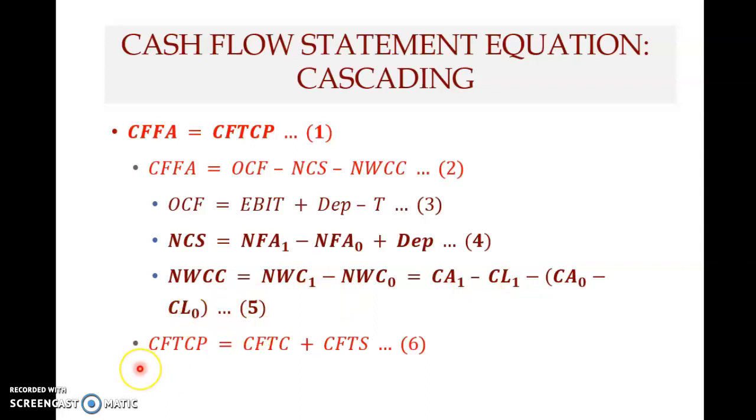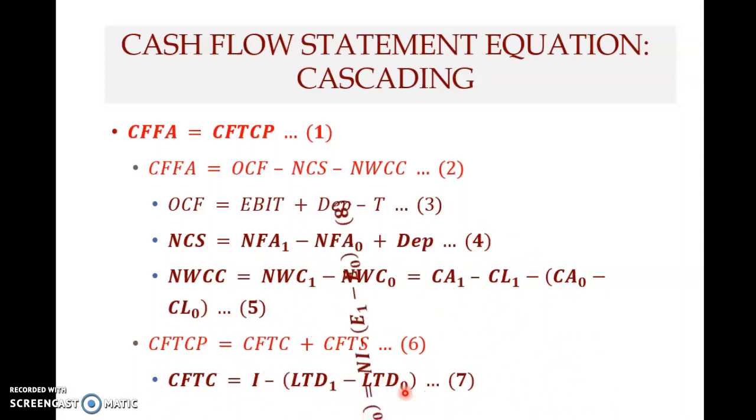Right. And here also we introduce a different equation. CFTC, or cash flow to creditors, is equal to I, or interest, minus change in long-term debt. We replace this change in long-term debt with long-term debt year 1 minus long-term debt at year 0, or previous year.